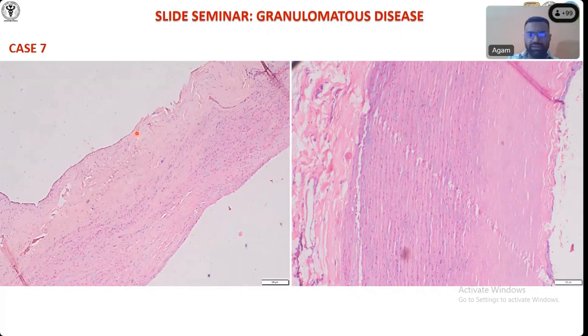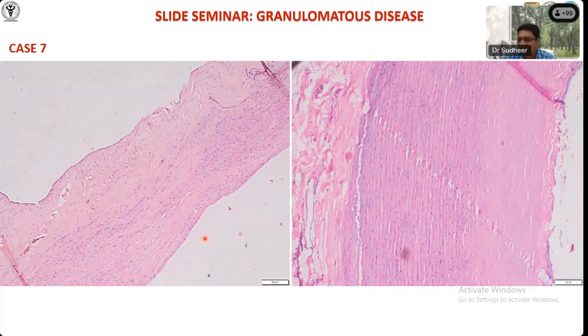Can you repeat the question, sir? By looking, this is the first section, it shows a section from the aortic wall. By looking at this, do you think the aortic wall is healthy or not, sir? Sir, more of fibrosis, sir. Yes, there is a lot of fibrosis.